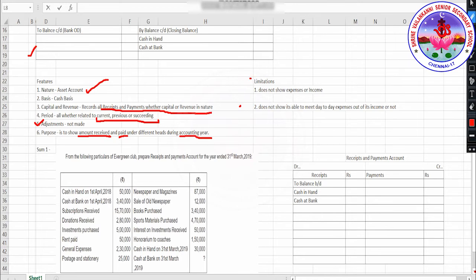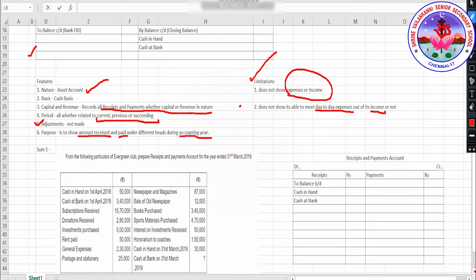So what are the limitations? It does not show the income or expenses. It will not show whether the day-to-day expenses are paid out of income earned. This is the basic limitation. It does not show expenses or income because it is a receipts and payments account. It does not show whether it is able to meet its day-to-day expenses out of its income or not.